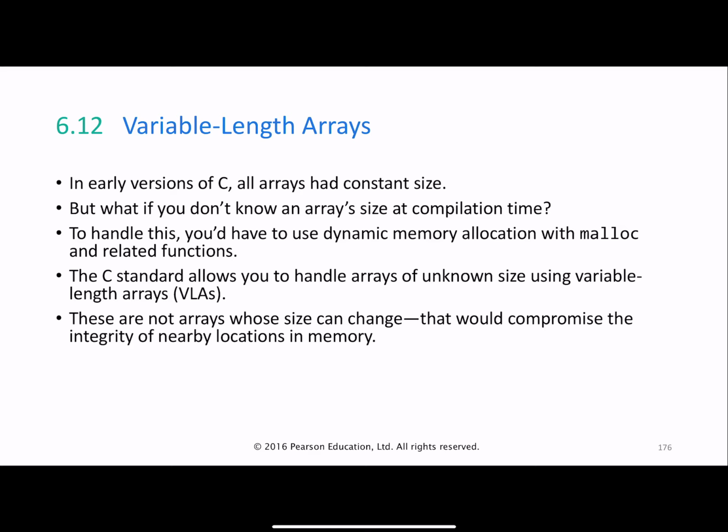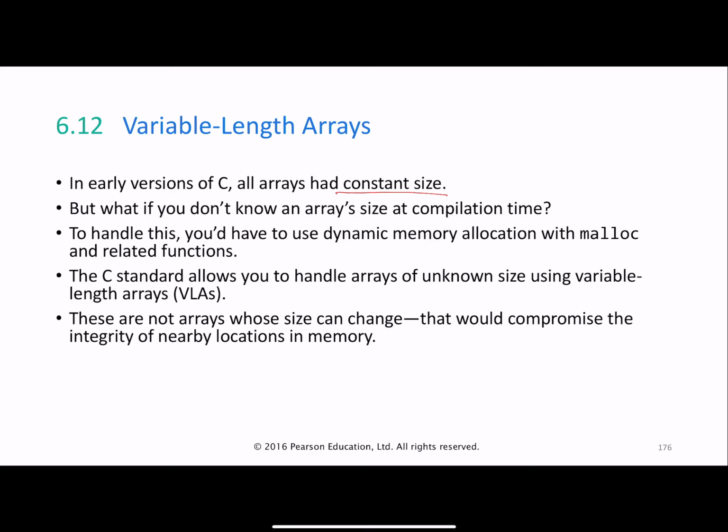Let's now talk about a related topic, variable length arrays. In early versions of C, all arrays had to have constant sizes, meaning that when you're defining an array, you had to supply constants to specify the size. But what happens if you don't know the size at the time that you're writing your program, at compile time? What if you want to use some user input to determine what the size of the array should be?